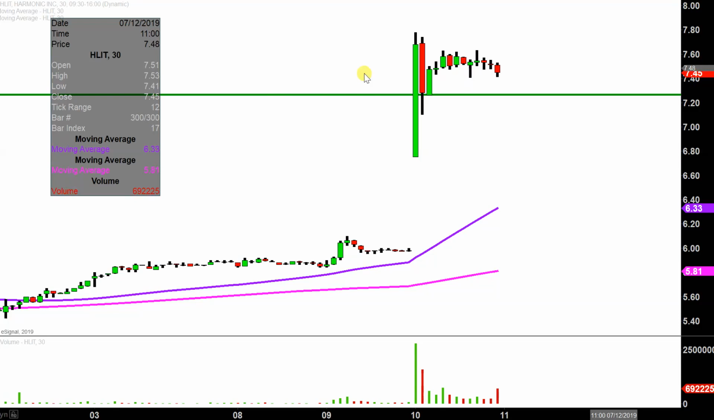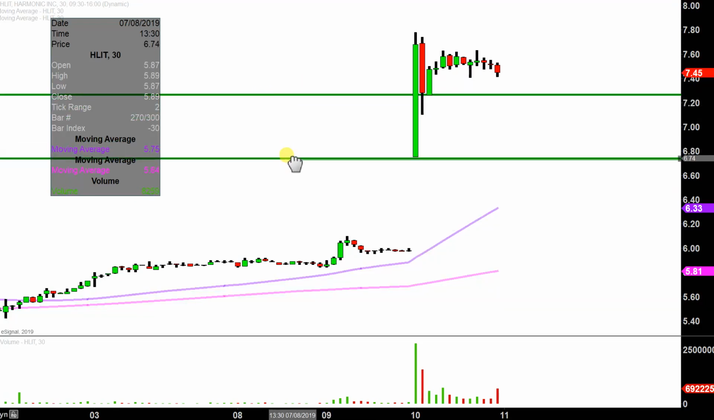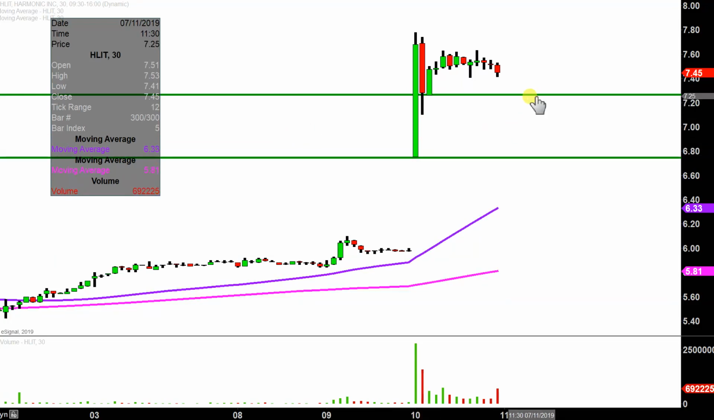of power going forward. Next level of support after that would just be the lows from earlier this morning, and essentially right where it opened to, down at 6.75. So 7.25 and then 6.75, two of the near-term levels of support.